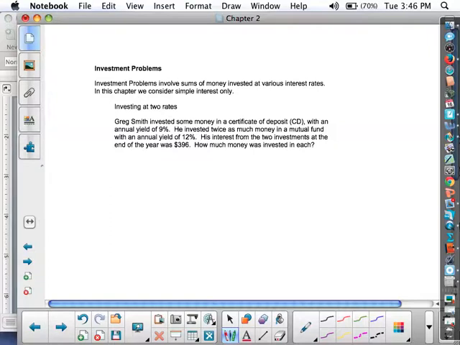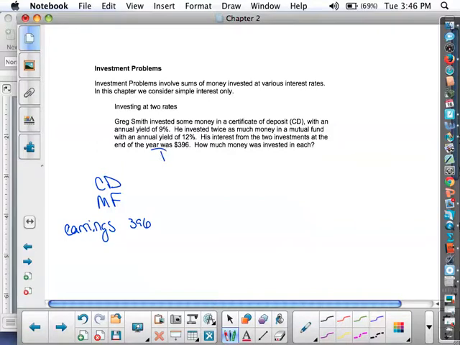It says Greg invested some money in a certificate of deposit. We're going to call that a CD, certificate of deposit, with an annual yield of 9%. He invested twice as much money in a mutual fund. We'll abbreviate that MF. And the yield on that was 12%. His interest from the 2 investments at the end of the year was $396. So his earnings, that's interest, was $396. How much money was invested in each?